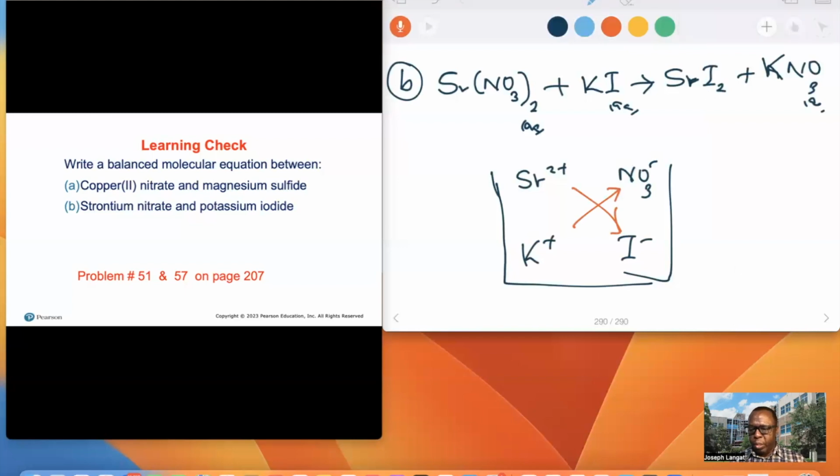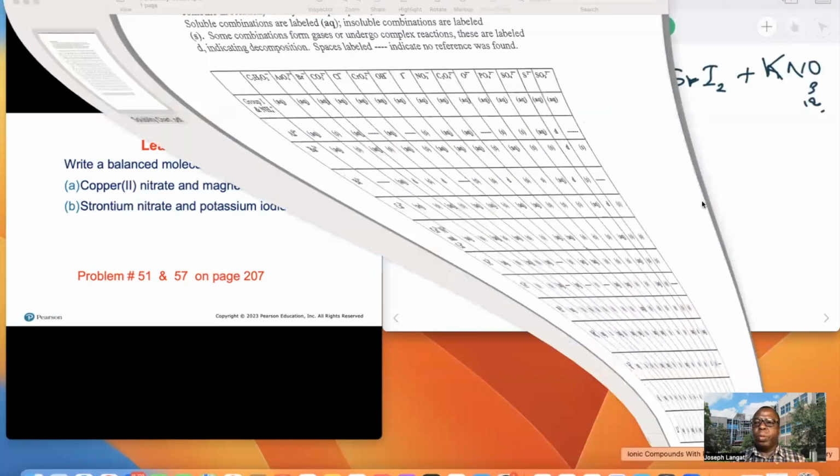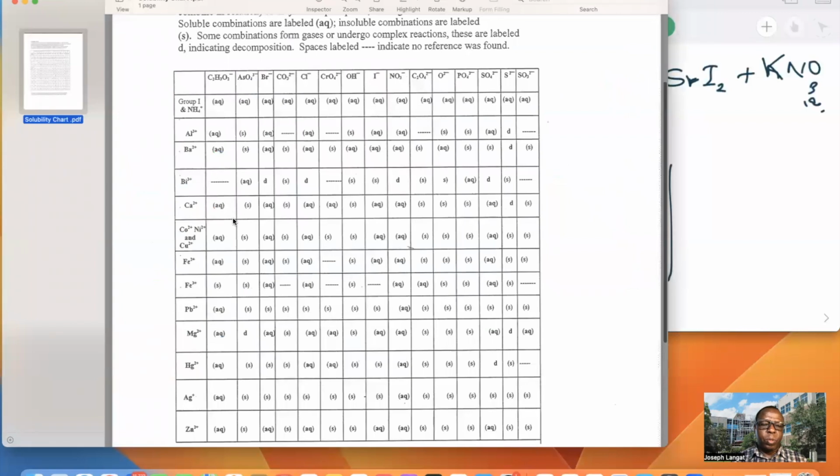From our solubility chart, you have to look at strontium, which is group 2, Sr. If we don't have Sr here, we can use group 2. If I look at the iodide right here, it is aqueous, which means group 2 will react the same way. I know this is going to be aqueous, plus aqueous.